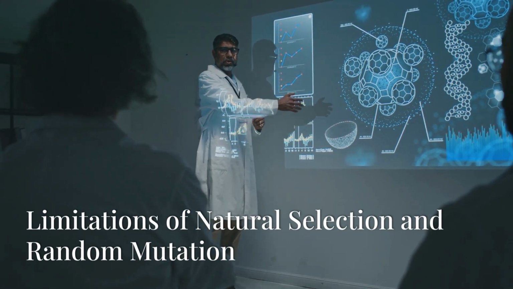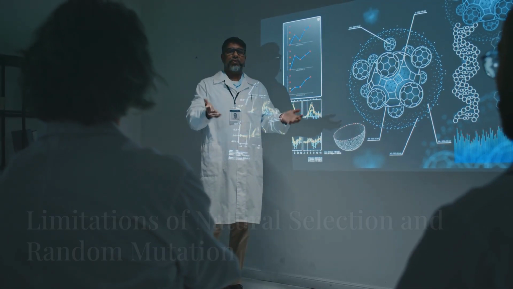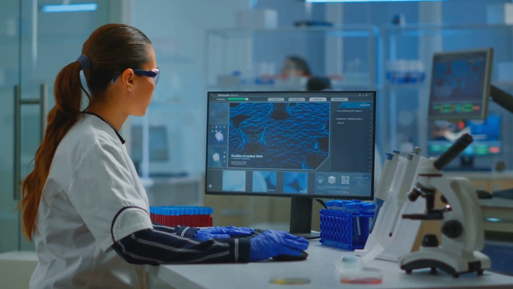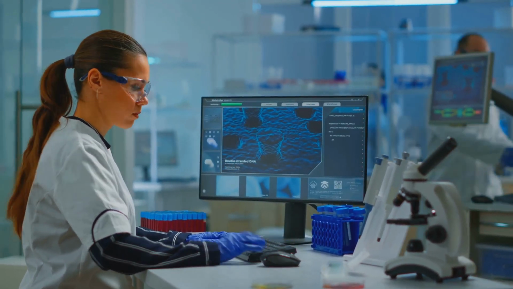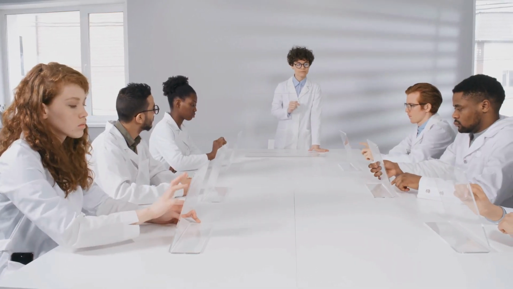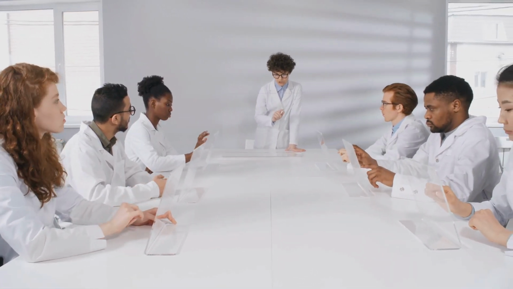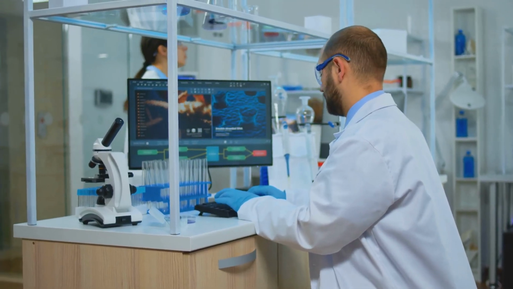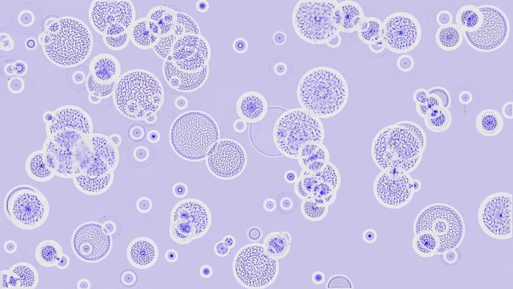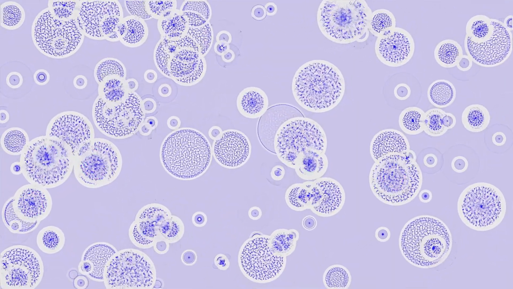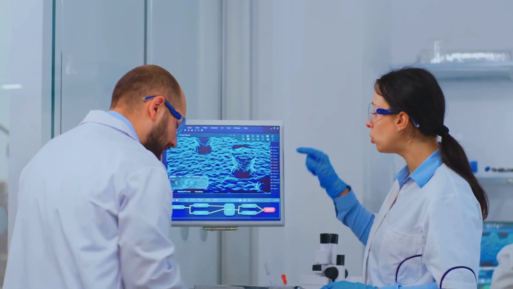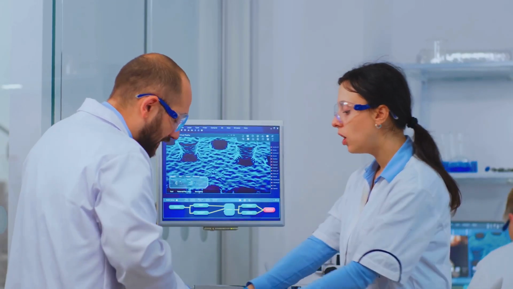Section 7. Limitations of natural selection and random mutation. Natural selection and random mutation are key mechanisms in evolutionary theory. ID proponents argue these mechanisms have significant limitations. Random mutations rarely produce new, functional genes. Most mutations are neutral or harmful. ID advocates argue that random mutations can't generate vast genetic information.